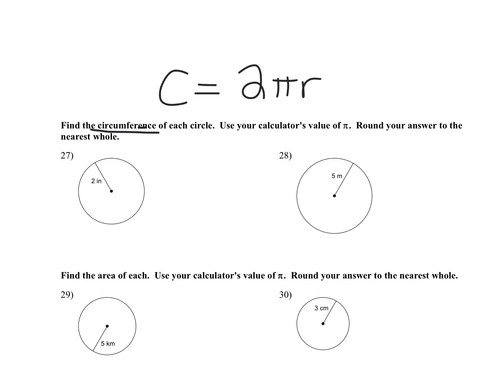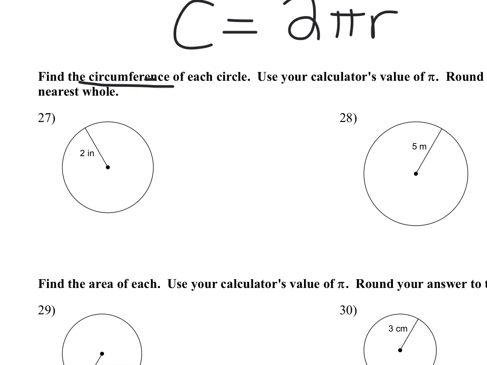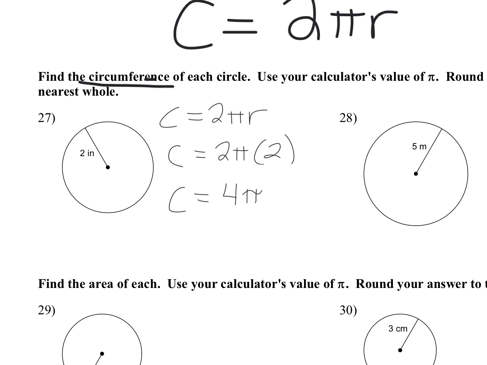What's the only thing you need to know about the circle? The radius, right? Radius. Plug in what you know on 27. We have circumference equals 2 pi r. What's radius? Radius is 2. When solving these, what do we do first? Multiply the numbers together first. Do pi last. So we have 4 times pi. Do we use 3.14 or the pi button? Use the pi button. 4 times pi is? 12.56. There we go.